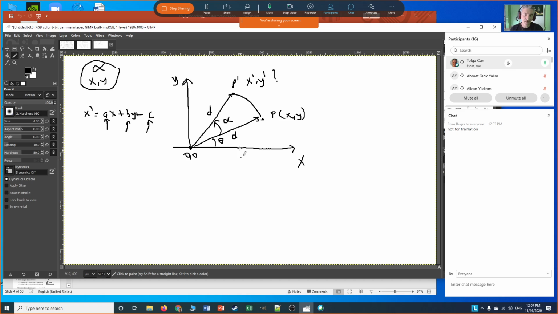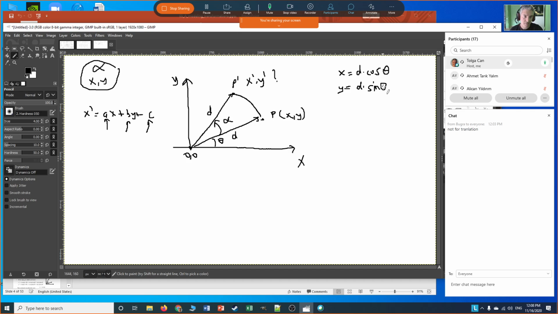Now if I call this angle theta, I can write the coordinates x and y in terms of theta, right? The x coordinate of p is going to be d times cos theta. If I make any mistakes, please interrupt me and correct me whenever you see a mistake. And the y coordinate of the original point is equal to d sine theta.